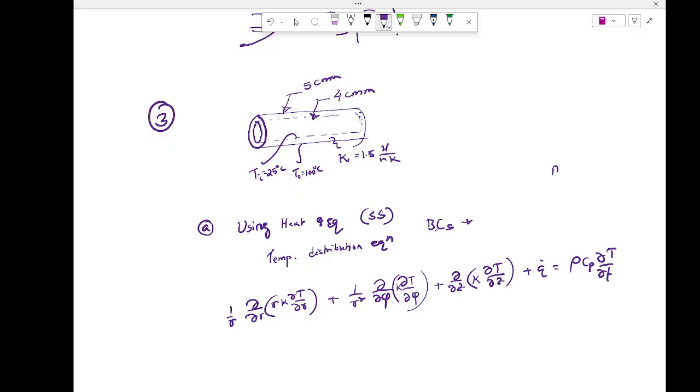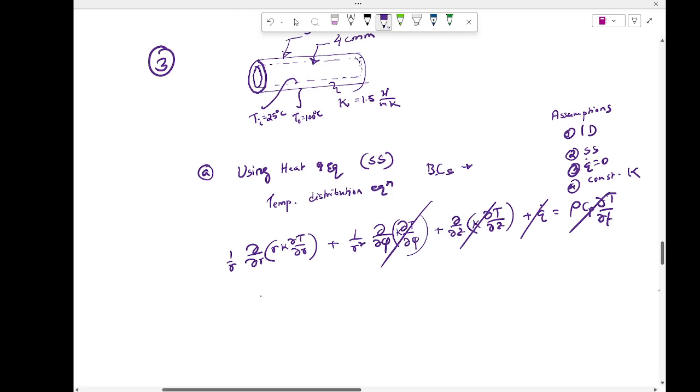Now, based on some assumptions that you want to make here, right? What are those assumptions? 1D, steady state, no heat generation, constant K. So all of this is going to go away. We're going to live with 1 over r d/dr of r dT/dr equal to 0. This K is going to go away. You understand that, right? Everybody?